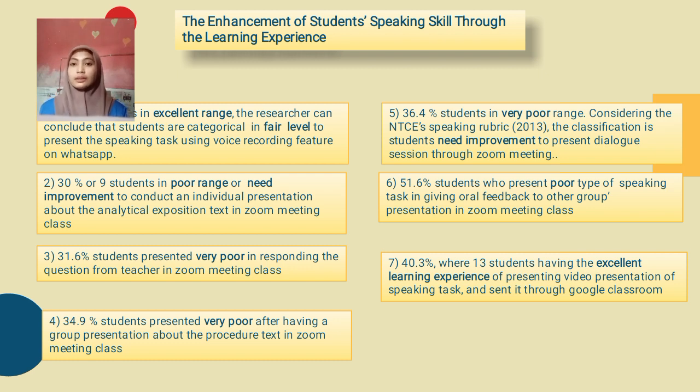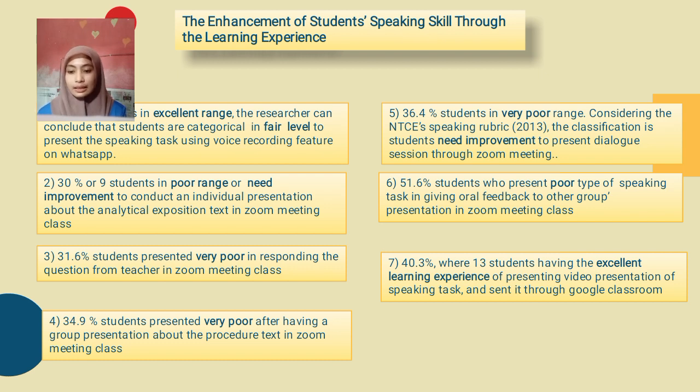Each finding is based on each type of speaking task that I found in the result of research question number one. For example, in number one, 50.3% of students were in the excellent range, and number two, 30% or 9 students were in the poor range and need improvement to conduct an individual presentation about the analytical exposition text in Zoom meeting class.